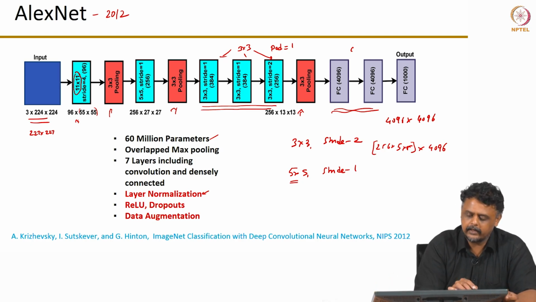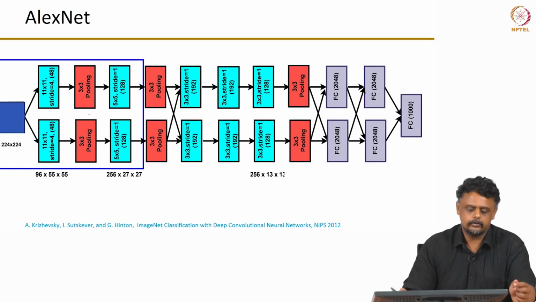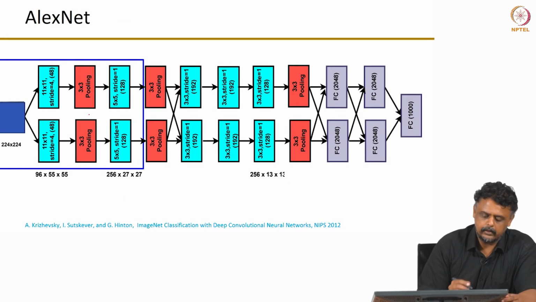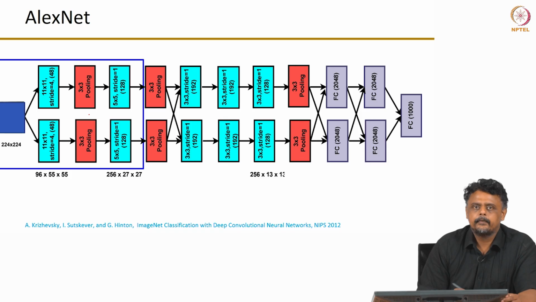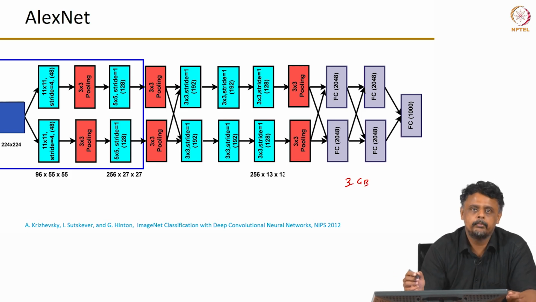So, this network actually has a mix of 11 cross 11, 5 cross 5 and 3 cross 3 convolution kernels. Let us just look at this convolution layer at the input. One aspect of this network, which is now highlighted in this figure, is that the GPUs available at that time, on which this particular network was trained, had only 3 gigabytes of memory available.